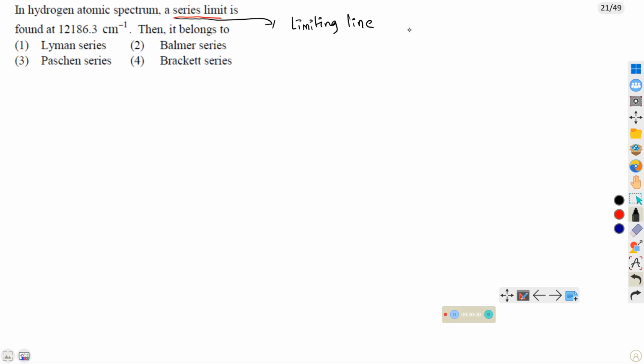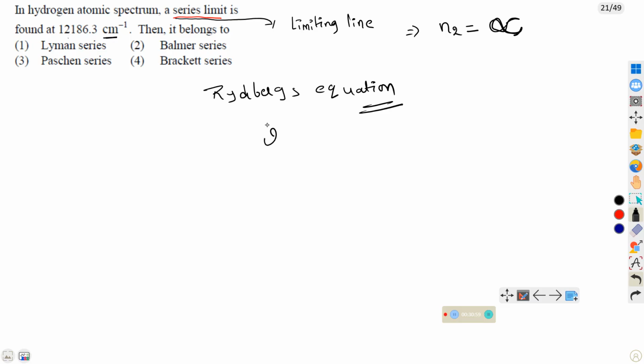Limiting line. The value of N2 is taken as infinity. Now, what we know, according to Rydberg's equation, based on the units, what are the units? Centimeter inverse. That is, this is wave number. Nu bar is equal to R into 1 by N1 square minus 1 by N2 square into Z square.